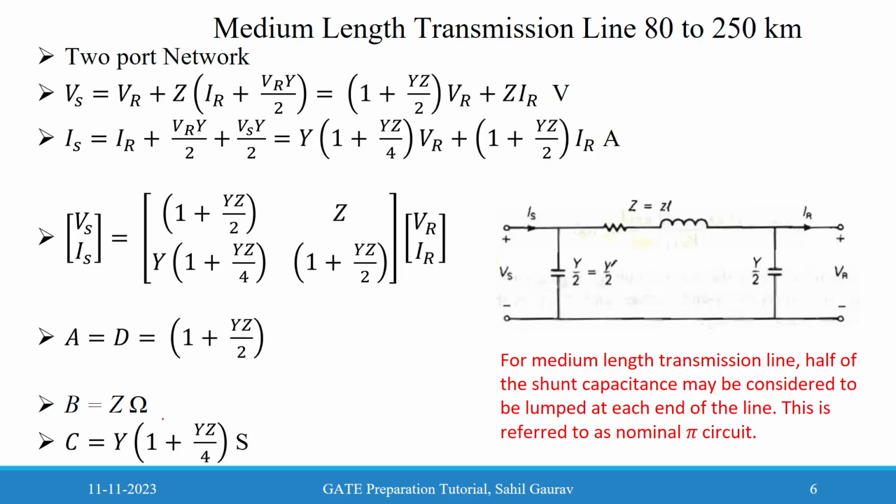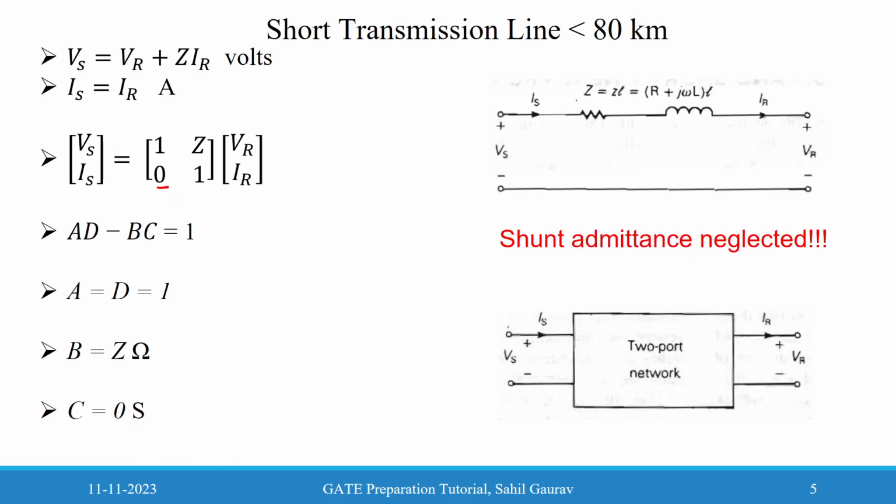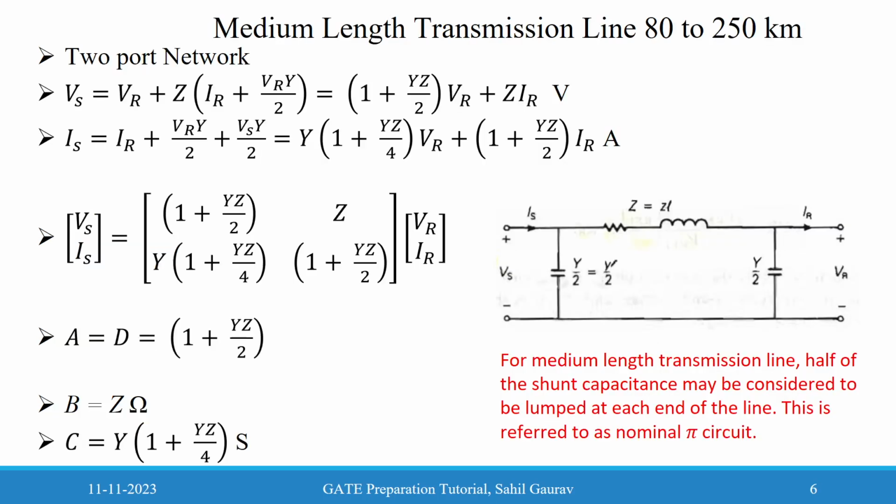Now coming to the medium length transmission line. In shorter and medium length transmission lines, we consider the lumped parameters. Here we can see that we have considered the lumped parameters, that we just collected at one point, that is the total impedance of the line. Similarly, in this medium transmission line, we also consider lumped parameters, but here shunt admittance is considered, and we take this shunt admittance at both ends of the line.